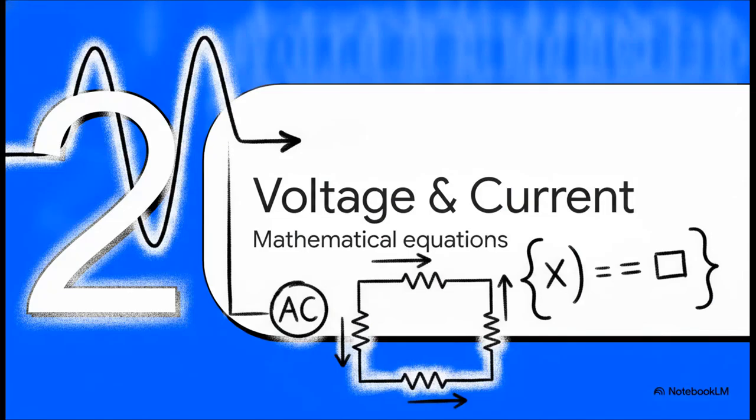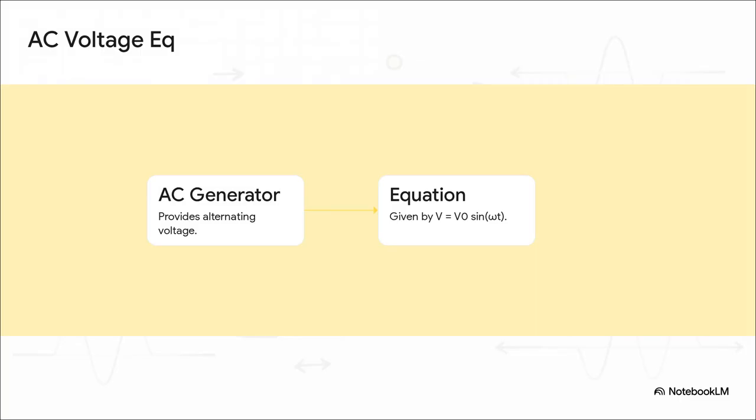Moving right along to Section 2, voltage and current equations. Time to look at the math. Okay, step 1 begins right at the source, the AC generator. The voltage being pushed to our resistor isn't static, it's a sine wave. And the equation for this is V equals V0 sine omega t.